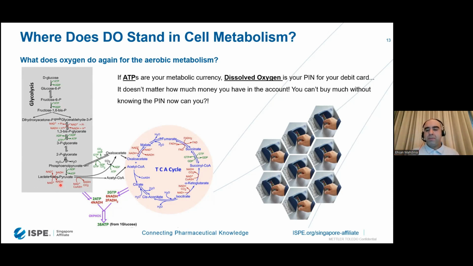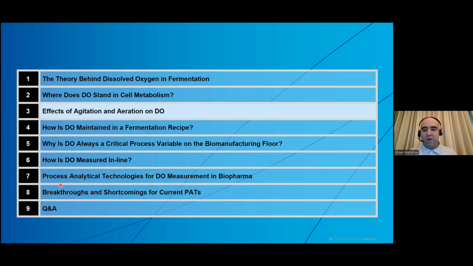So in my classes, I always give the analogy that the carbon source, the glucose, is like the money you have in the bank account, and the oxygen is like the PIN you have on that account. It doesn't matter how much money you have in the bank, unless you have the PIN, you cannot spend any of it. So oxygen is ruling the entire economy of cell growth and metabolism, essentially.